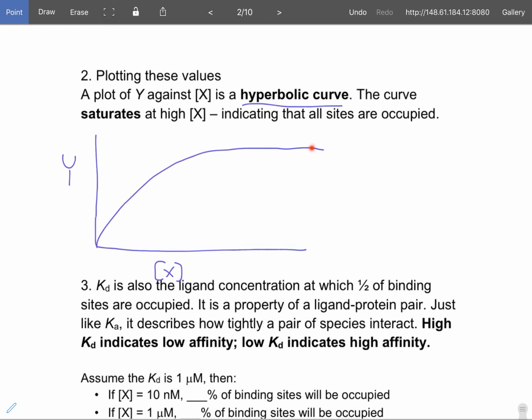But at really high concentration, we get to the point where we've bound up all of the protein sites, and there's no more sites to bind, so we can keep increasing the concentration of ligand. It's not going to matter. And in between, we have this curve.